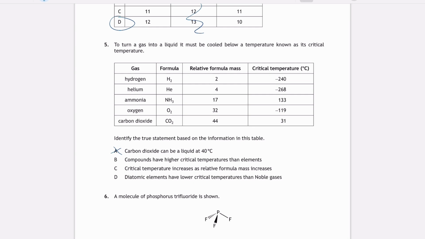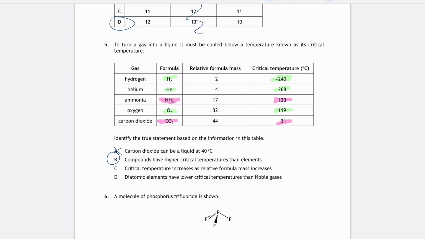Compounds have higher critical temperatures than elements. Compounds would be substances with more than one type of atom, and the elements only have one type of atom. So if we compare those critical temperatures, wrong colour, sorry, compounds have higher critical temperatures than elements. The pink ones are higher than the green ones, so that must be our true statement.